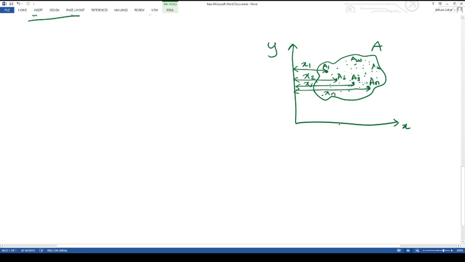Now if I want to know the distance from the x-axis to A1, it will be y1, right? Similarly, the distance from the x-axis to area 2 will be y2. Similarly, to reach area 3, it will be y3. Similarly, for this distance, it will be yn.